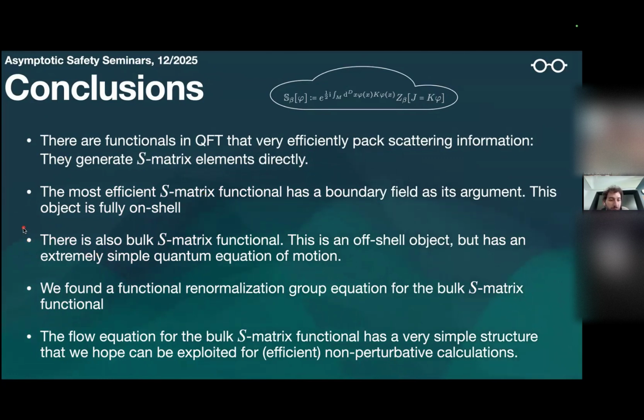Then I tried to focus more on the bulk perspective, because there's also a bulk S-matrix functional, which is off-shell in principle, but it has a very simple quantum equation of motion. And it is for this bulk functional that we derived a renormalization group equation, a functional renormalization group equation. So far, it seems that this flow equation has a very simple structure, and we hope that it can be exploited for efficient non-perturbative scattering calculations.